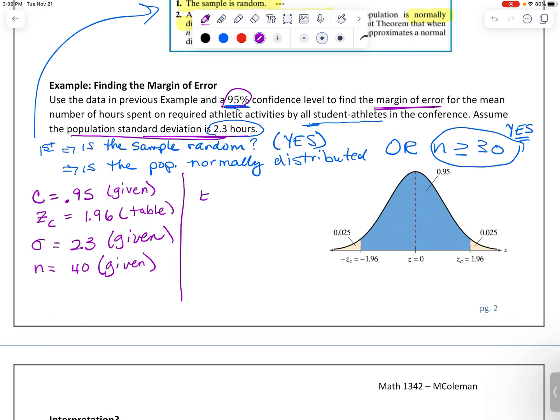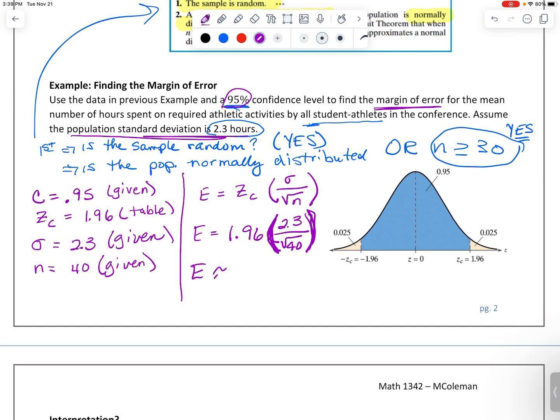Right? So to find E is going to be equal to my ZC, my critical value, multiplied by my standard deviation divided by the square root of n. So E equals 1.96 times 2.3 divided by the square root of 40. Be very careful if you're using your calculator. Be very careful that you're typing this in correctly. This entire part has got to be in parentheses. You have to put the entire part in parentheses or you will get it incorrect.